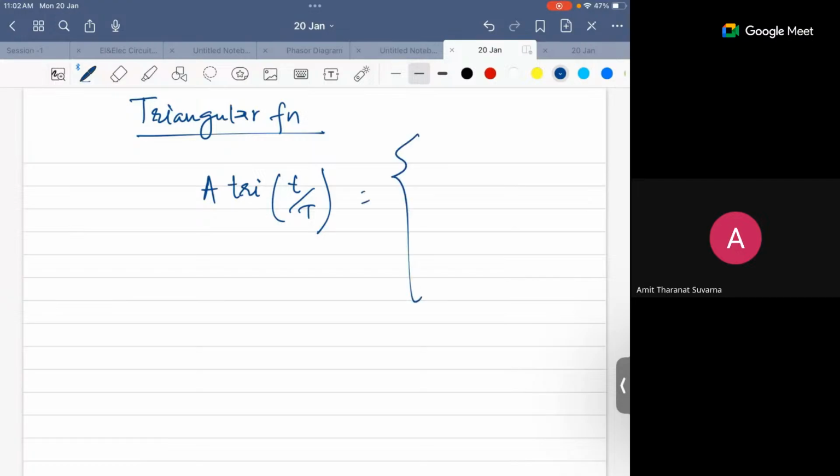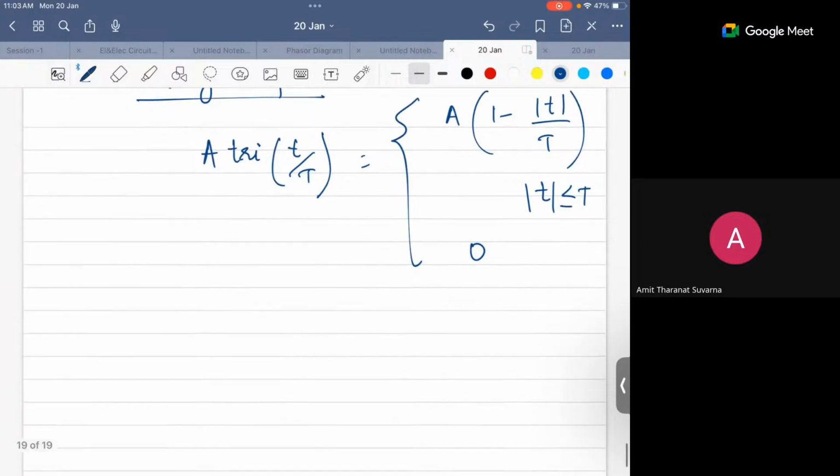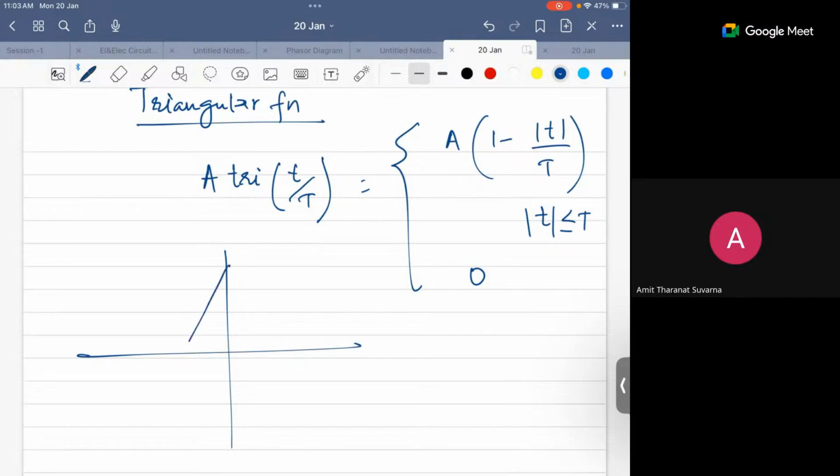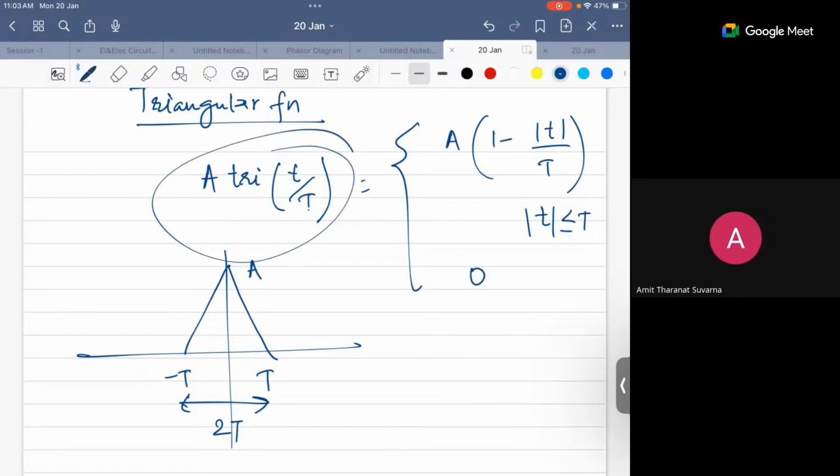Mathematically it is represented as A of 1 minus mod of t by tau, where t is from minus tau to tau, and for other cases the value is 0. So the function is represented like this, from minus tau to tau, and A is the maximum magnitude. So the width is what? 2 tau. Whenever the triangular function is represented like this, tau is not the width, 2 tau is the width. Okay, there can be confusion.